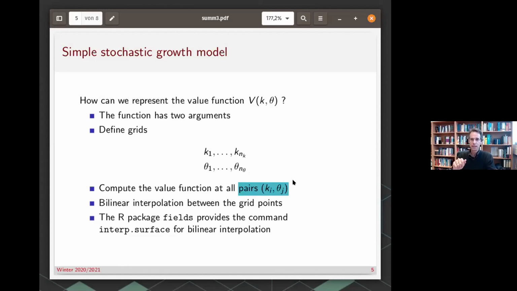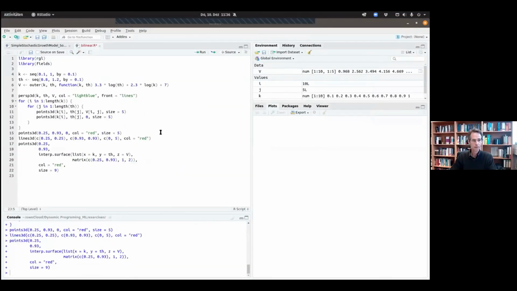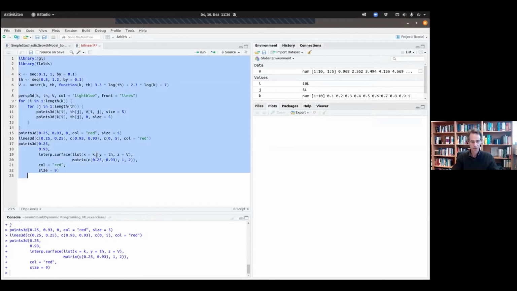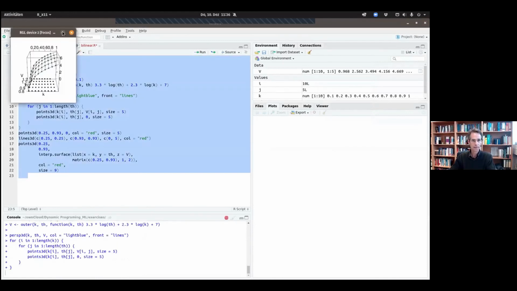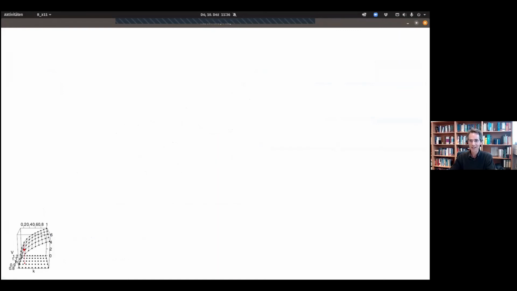But if we do the optimization exercise, then we often have to evaluate the value function between grid points. And then the question is, how can we do a kind of interpolation in the bivariate case? Let me try to illustrate that. Let me just share my screen. So bilinear interpolation would look roughly like this.